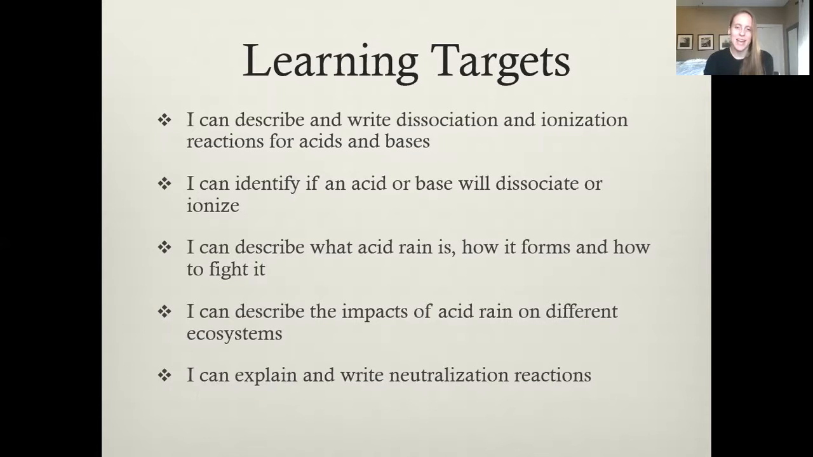We are going to talk about acid rain, so that's not super important for you guys to know at this point. And then we are going to be talking about neutralization reactions, and you will have to be able to write neutralization reactions on your own given just the name of the acid and base. So that means predicting the products and writing the formulas of all of them, as well as balancing.